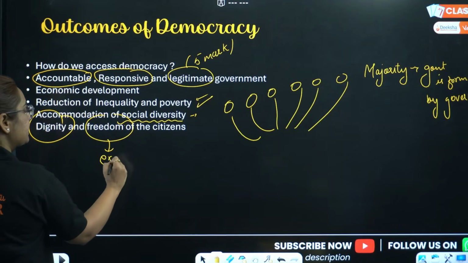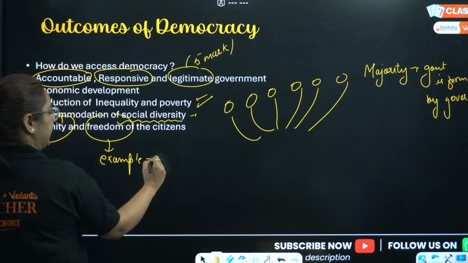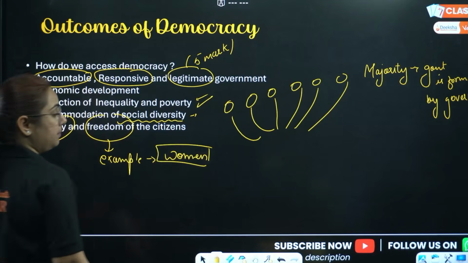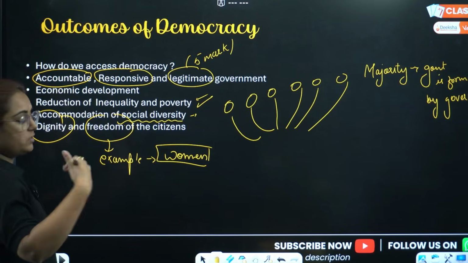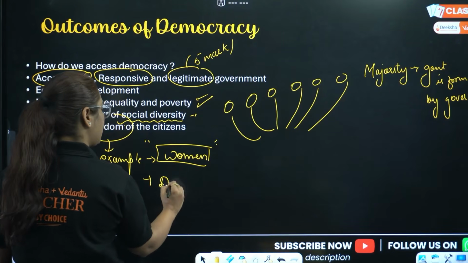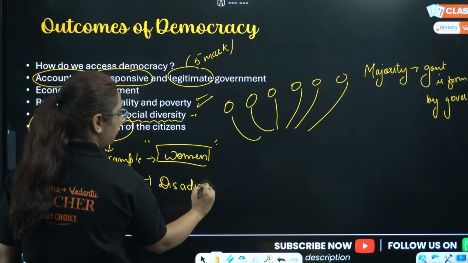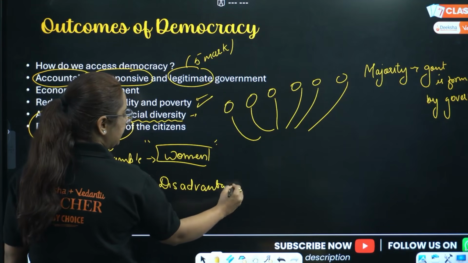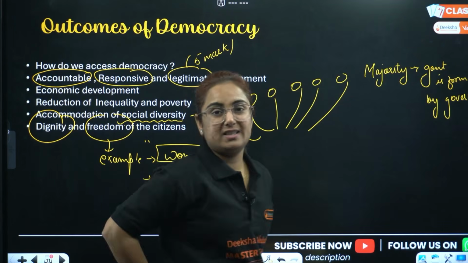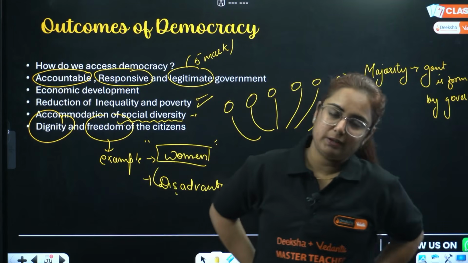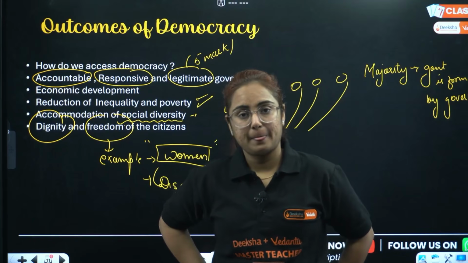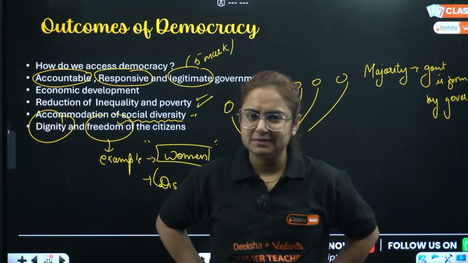Okay? Get it? Now dignity and freedom of citizens. Here you can give the example of women in India. Like not in India, everywhere. By passing certain changes in the administration and legislations, women feel dignified. And then we can talk about disadvantaged people, like SC, ST people in India. Right? They were disadvantaged in terms of economic development, political development, social status. So work was done. Get it?